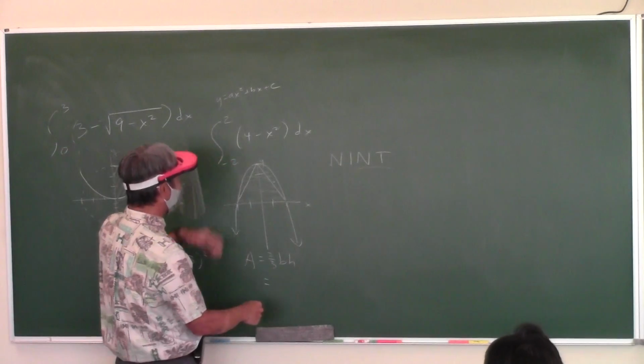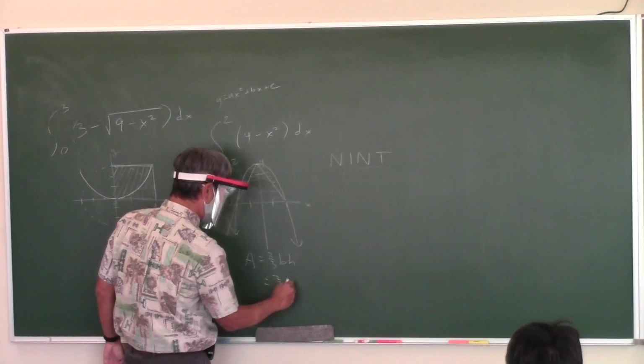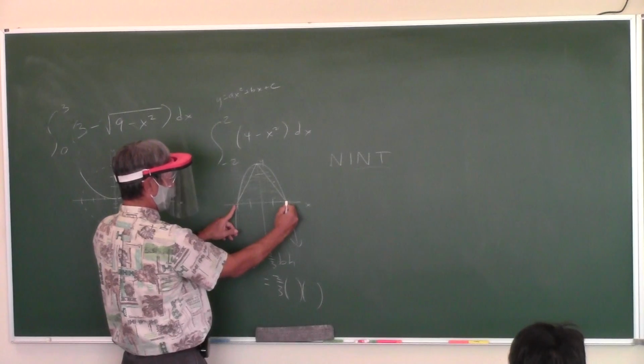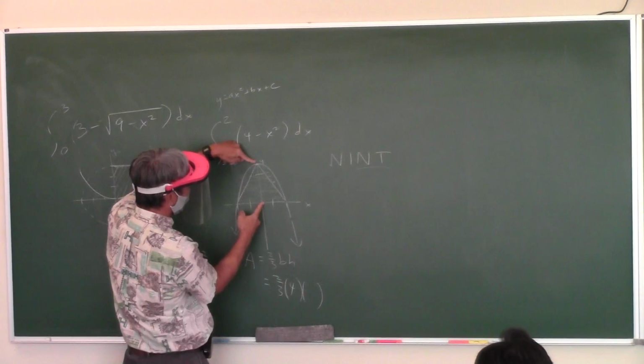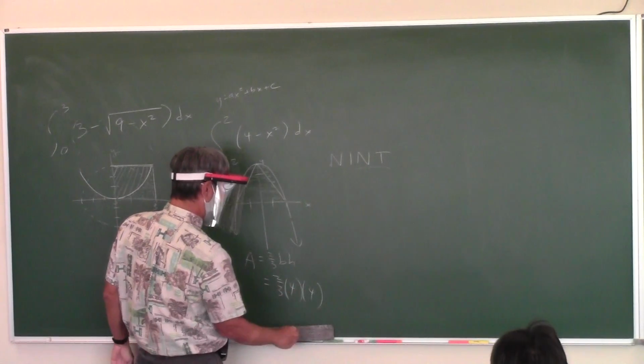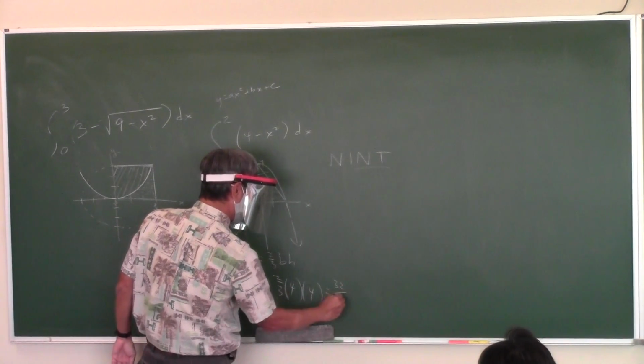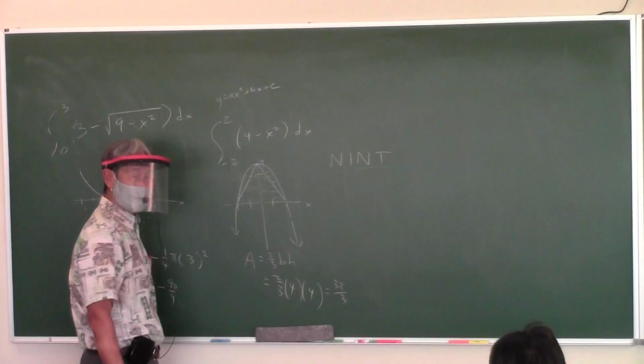Anyway, if we apply it to our problem, 2/3 base times height. What is the base? How far is it from negative 2 to 2? 4. What's the height? 4. So what is that? 32/3. Is that the same thing as 10 2/3? Yeah.